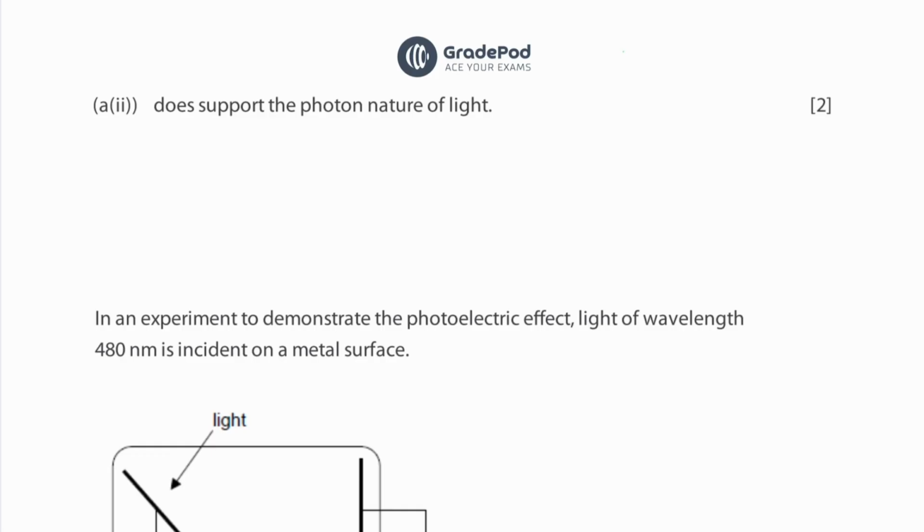The second part of this question asks to explain why the photoelectric effect with low intensity light does support the photon nature of light. We'll go back to our quadrant. And I'm going to draw this diagram again because it's going to help us a bit more this time. Electron with kinetic energy. This time we definitely want to use the word photon. We want to use interact. We want to use instantaneous. And we want to use transfer of energy.